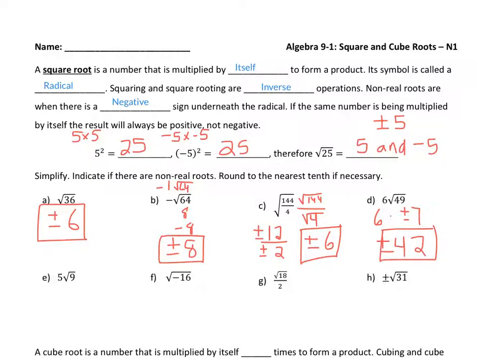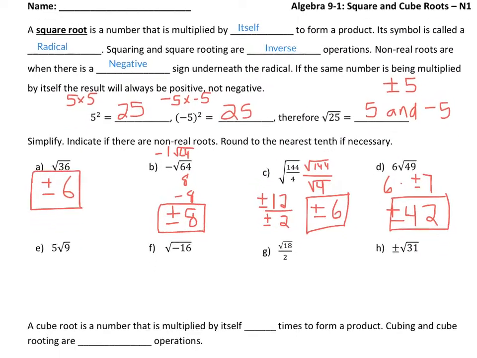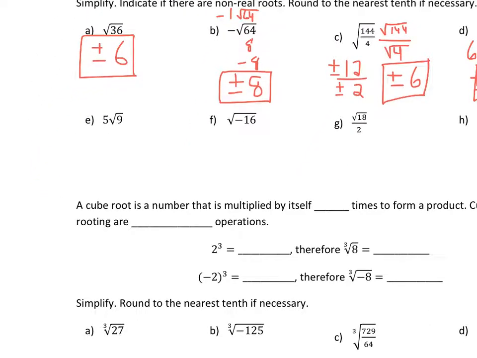Okay, let's take a look at letter F real quick. Square root of negative 16. What times itself gives you negative 16? The answer is nothing. We have no real roots. So we will simply write no real roots.